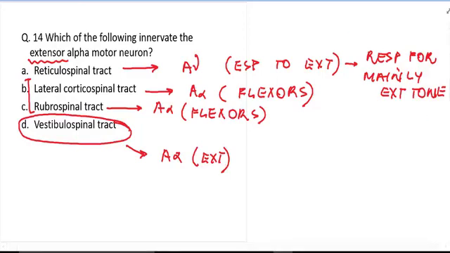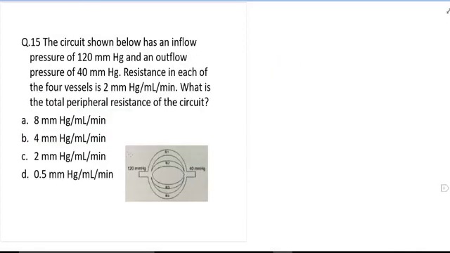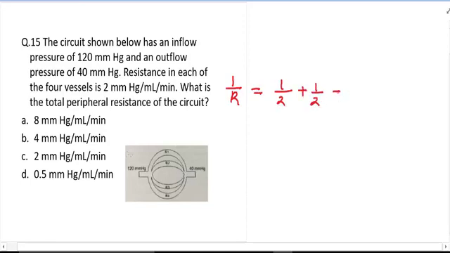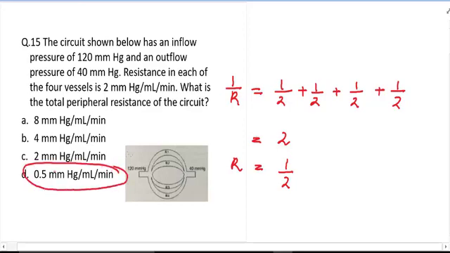Let's look at the next question, and this is: the circuit below shows an inflow pressure of 120, outflow pressure of 40. Resistance in each of the following vessels is 2 millimeters of mercury per ml per minute. What is the total peripheral resistance? Now, total resistance over here will be 1/R = 1/2 + 1/2 + 1/2 + 1/2, which is equal to 2. So R will be equal to half. So my answer becomes 0.5 millimeters of mercury per ml per minute.